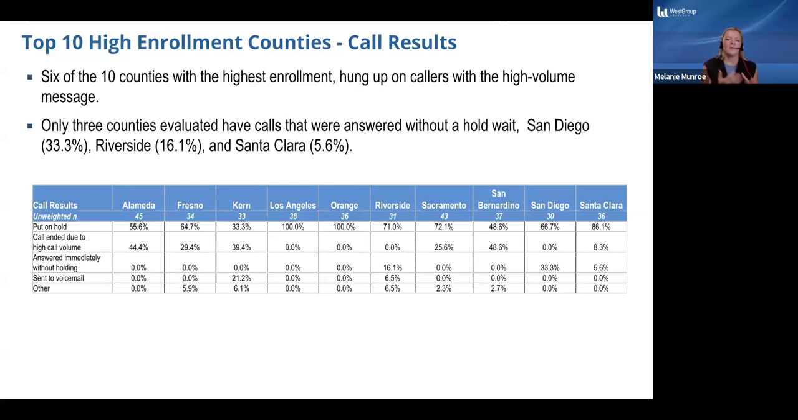There were then some counties like Orange County and LA County where we never were given a high call volume disconnect message. And maybe that's not part of their protocol at all. All of our calls in those counties were put on hold. Lastly, there's some counties to highlight like San Diego that even though it's a large county and has the second highest level of enrollment, it had a pretty high percentage of calls that resulted in no wait. And they were answered immediately once we got through that automated phone system menu. This was about a third of those calls. And San Diego also had no calls disconnected due to high call volume. Next slide.